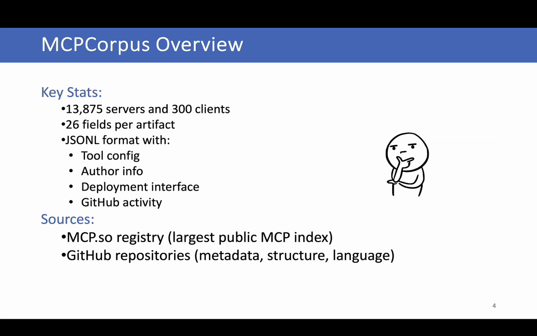Let me give you a clearer picture of what's inside. Each MCP artifact in the dataset is annotated with up to 26 structured fields, including basic identity, tool configurations, interface type, and GitHub activity signals. We chose the JSON-L format to allow easy parsing, filtering, and downstream integration. By combining the MCP registry with GitHub metadata, we created a dataset that is both comprehensive and up-to-date.